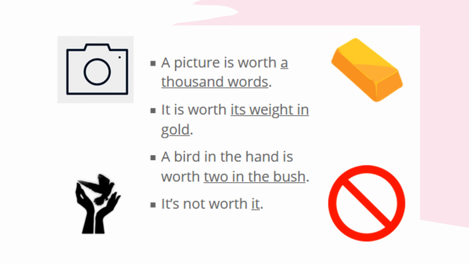A lot of the times we will use figurative language when it comes to something's worth. And here's a few more examples of how we might use that. A picture is worth 1,000 words is probably figurative language that you've heard before. It is worth its weight in gold. A bird in the hand is worth 2 in the bush, and it's not worth it are all examples.